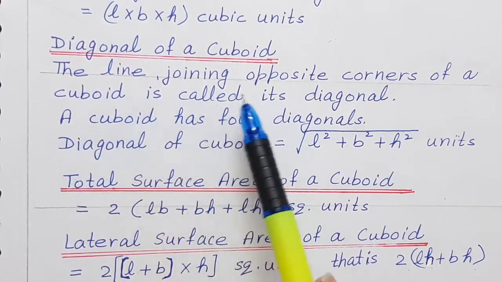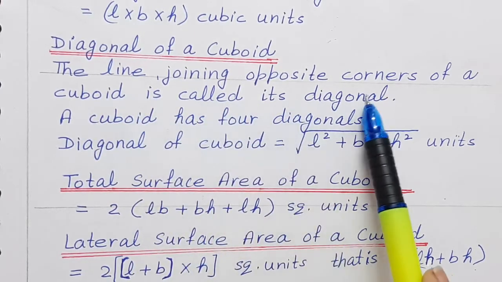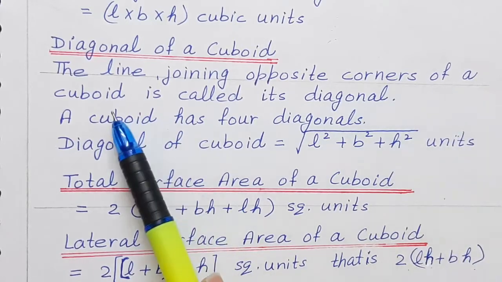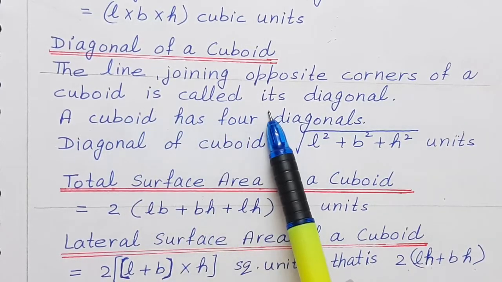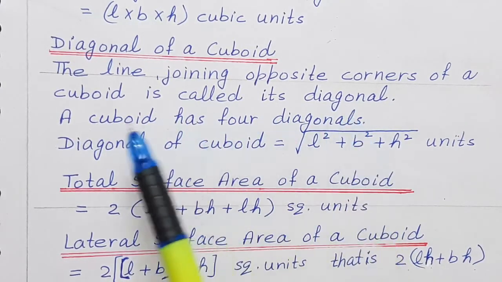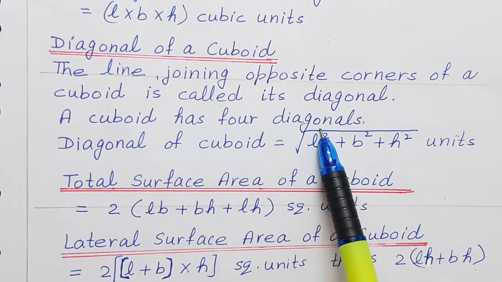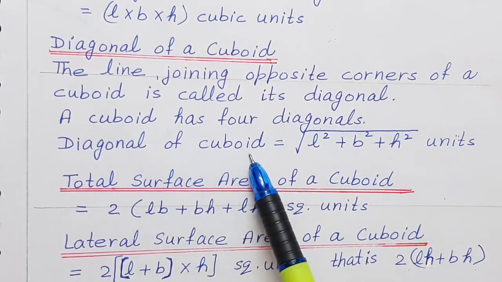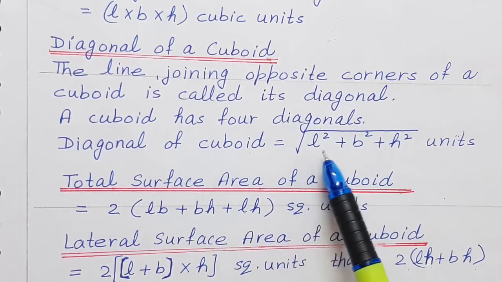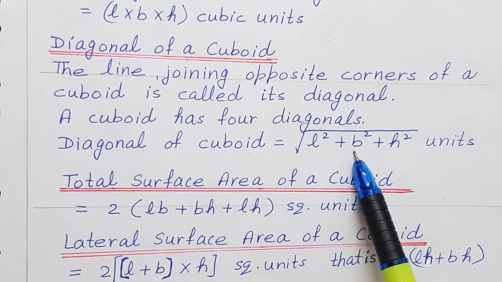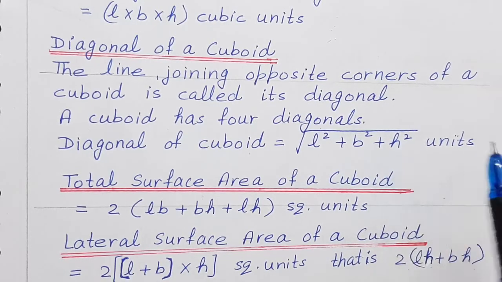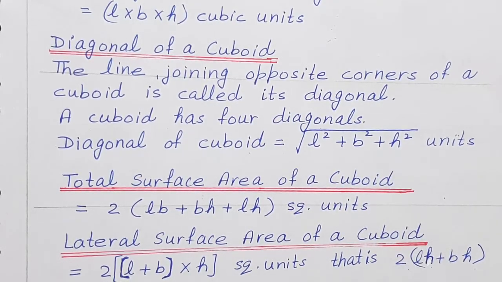Now let us discuss the formula of diagonal of a cuboid. The line joining opposite corners of a cuboid is called its diagonal. A cuboid has 4 diagonals. So the diagonal of a cuboid is under root L square plus B square plus H square units. I hope the concept of cuboid is clear to everyone now. So let us discuss a few examples based on cuboid.